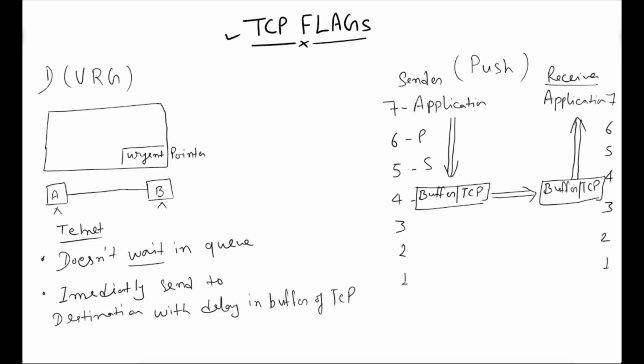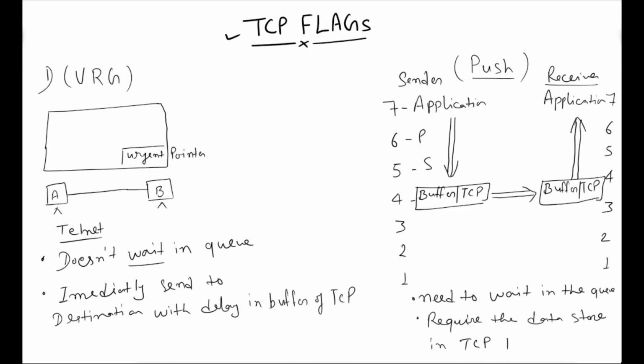So this is how push works. Push needs to wait in the queue. If there is already an ongoing process of data, push will wait in the queue. Push waits in the queue, and also requires the data to be stored in the TCP buffer.